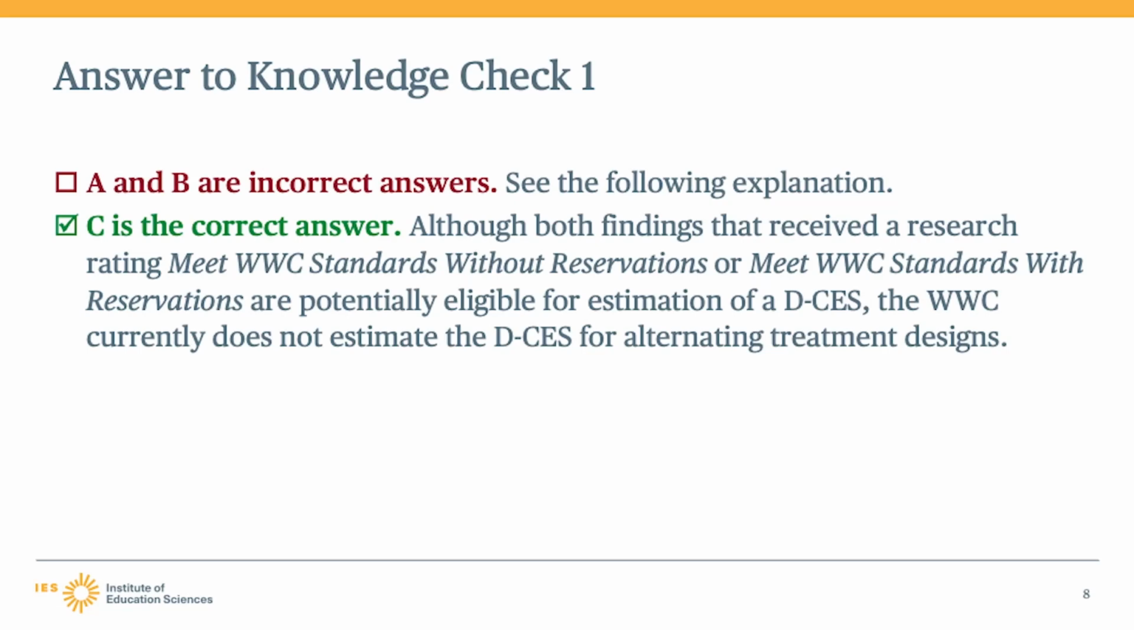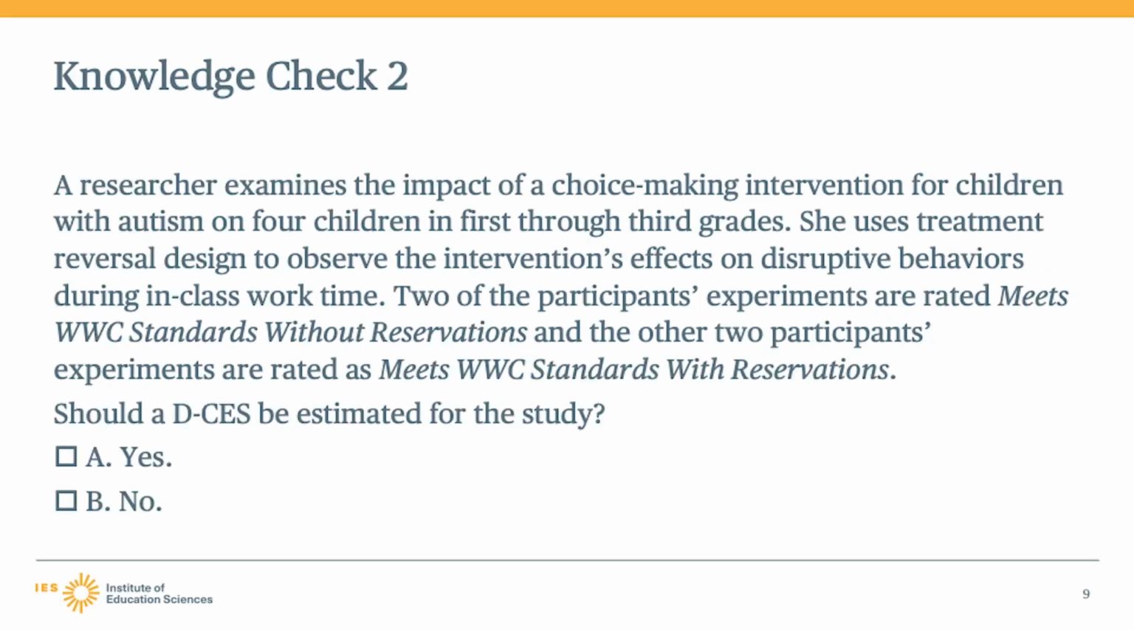The correct answer is C. Although comparisons that meet the WWC standards are potentially eligible for effect size estimation, at the present time, the WWC cannot estimate effect sizes from the findings from alternating treatment designs. However, as we discussed earlier, this remains an area of active research, so that could change in future updates to the WWC standards.